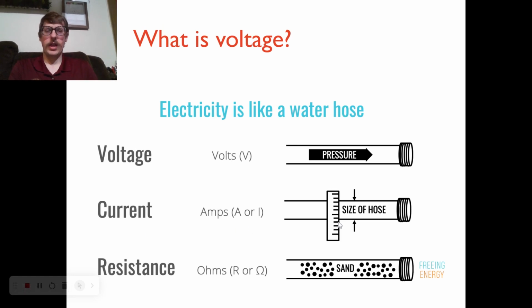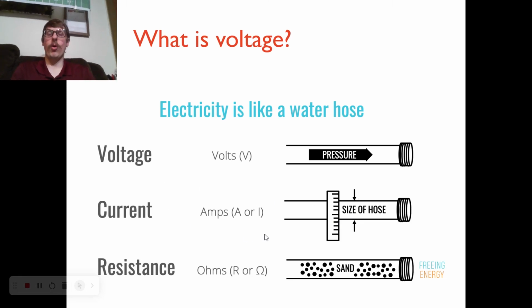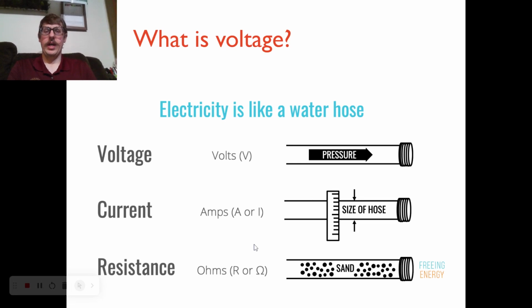Now, current, you could think of it like the size of the hose. It's basically how quickly it goes through. And resistance, this is like stuff in the way of the water, like it's slowing it down. So the voltage is going to be kind of determined by how quickly things can get through and how much stuff is in the way.